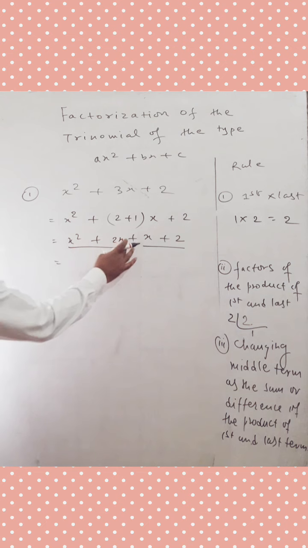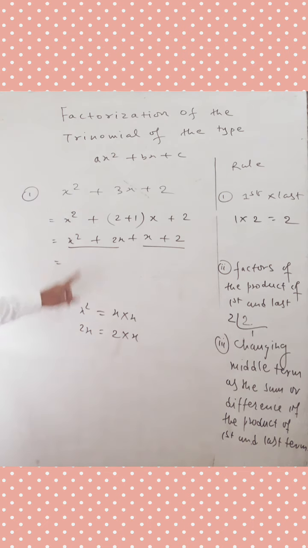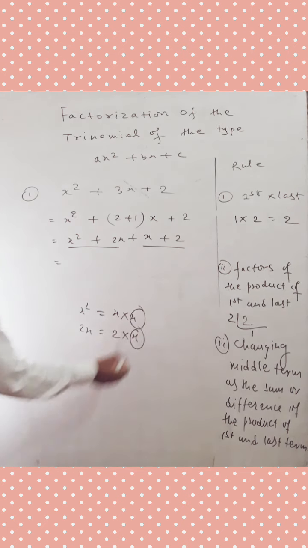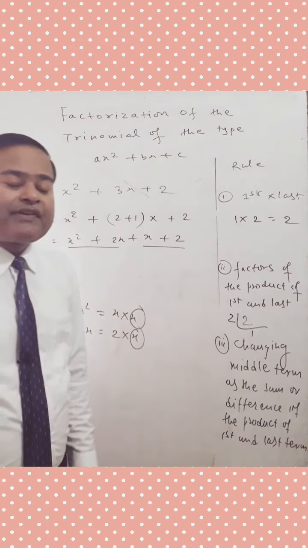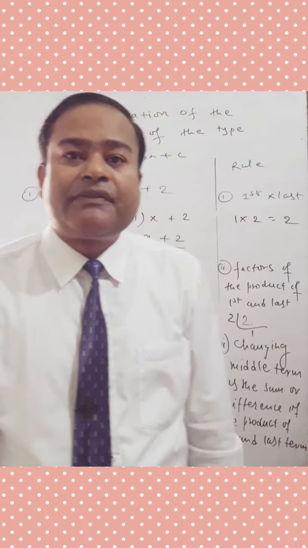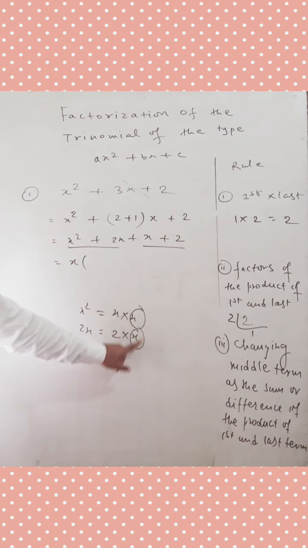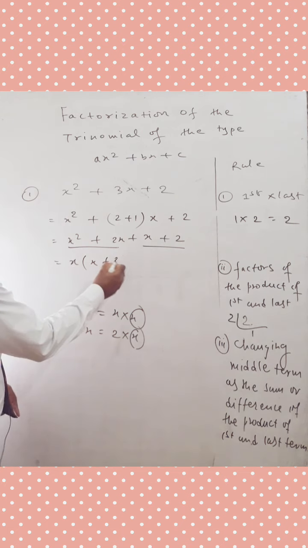So from x² and 2x, we can take x common. x² we can write as x into x, and 2x we can write as 2 into x. Now in both the terms, x² and 2x, x is a common factor. Both the terms are multiples of x. That means we can take x common. So dear students, taking x common, after taking x common, the remaining terms will be x plus 2.